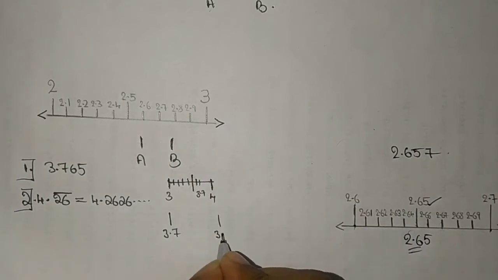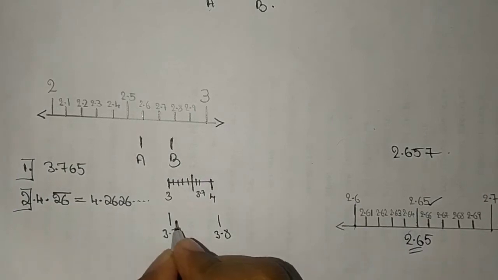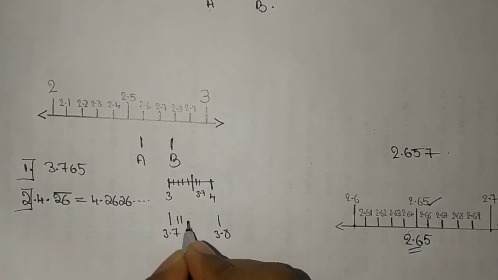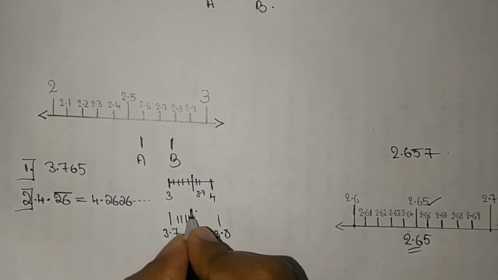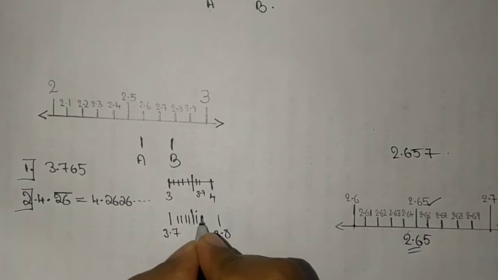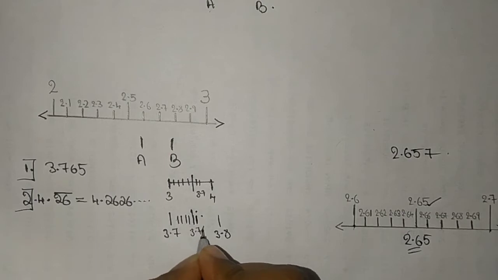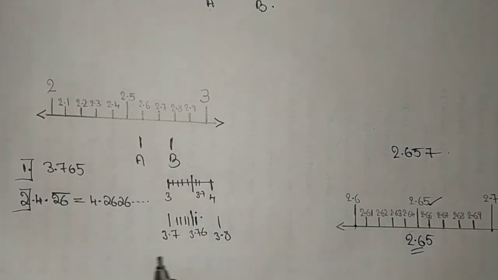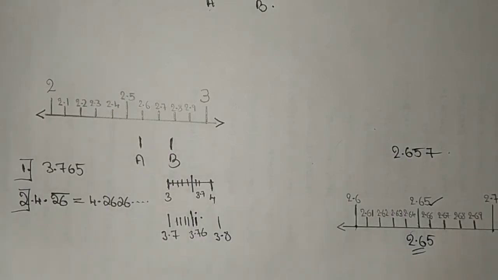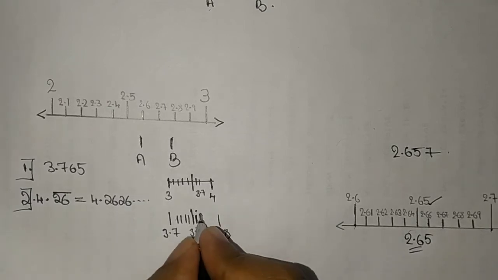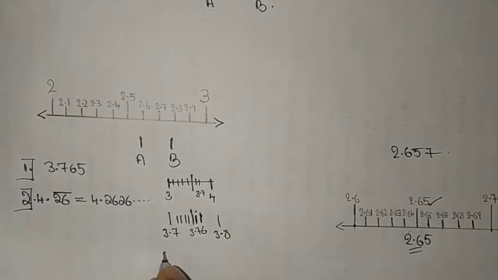3.72, 3.8, 3.71, 3.72, 3.73, 3.74, 3.75. 3.75 is the large one. 3.76, 3.76 we need. This is 3.76. Next thing is 3.765. Take, this is 3.77. Take next.